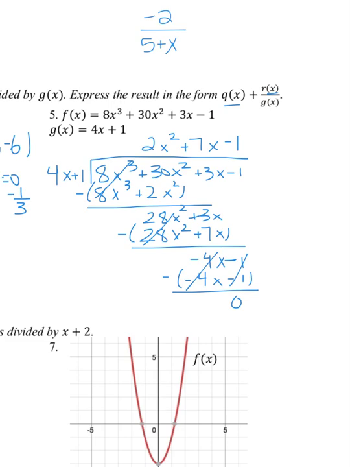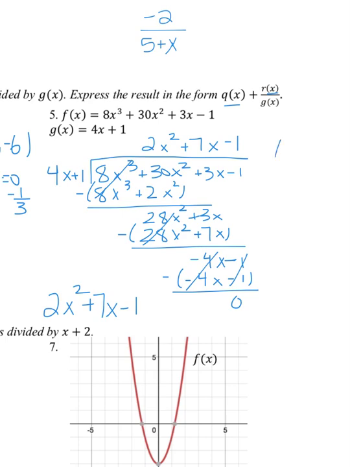Because you get a remainder of 0, 4x plus 1 is a factor of 8x to the third plus 30x squared plus 3x minus 1. So you do have to write your result is 2x squared plus 7x minus 1. You don't have to write plus 0 over 4x plus 1 because that would just be 0. And so that's the answer to the question.